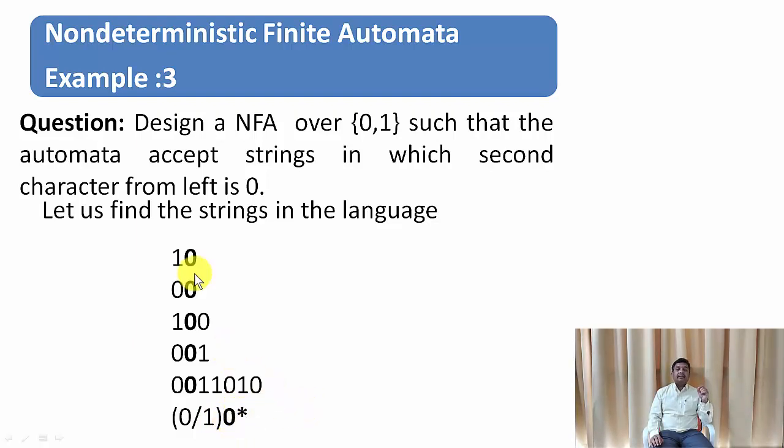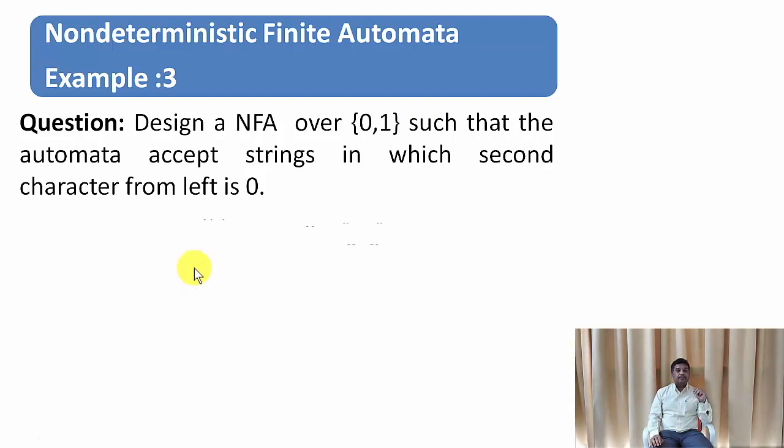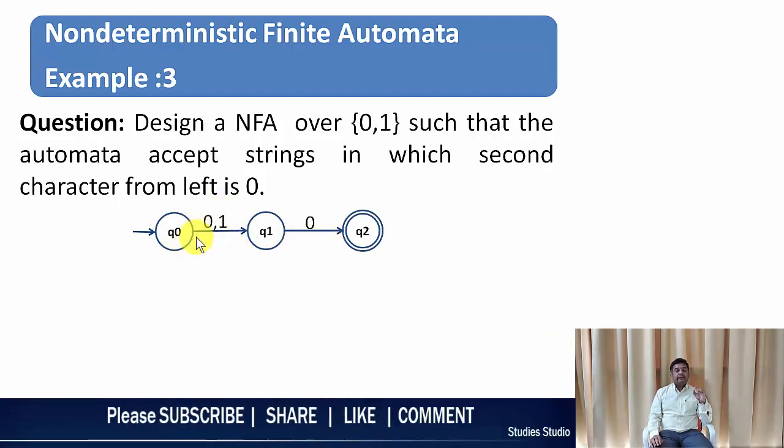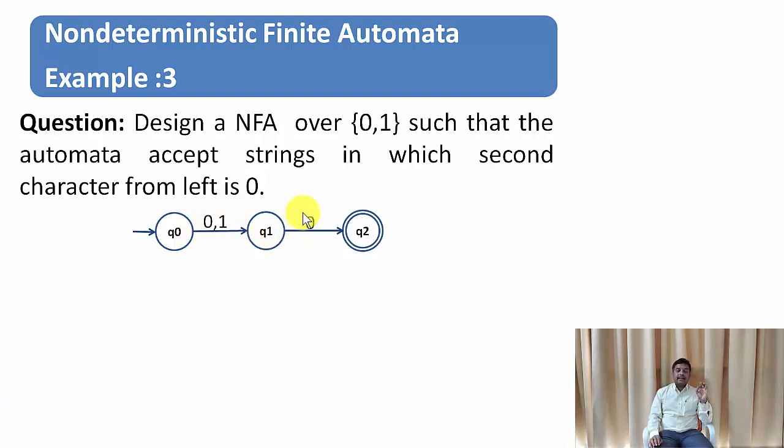The minimum string length required is 2, and out of this 2, the second one is 0. String length 2 means 2 transitions, and for 2 transitions we need 3 states. So these are the 3 states. The first transition is over 0 and 1; anything is okay, but the second transition needs to be 0. Now after 0 appeared, anything is okay for me. So I can give a self loop on Q2 with 0 and 1. So this is the required NFA.